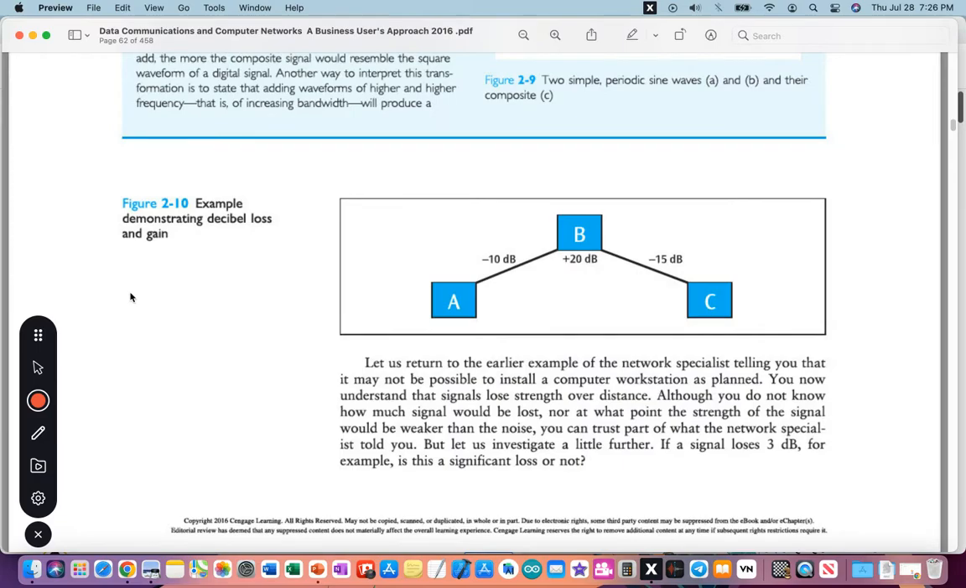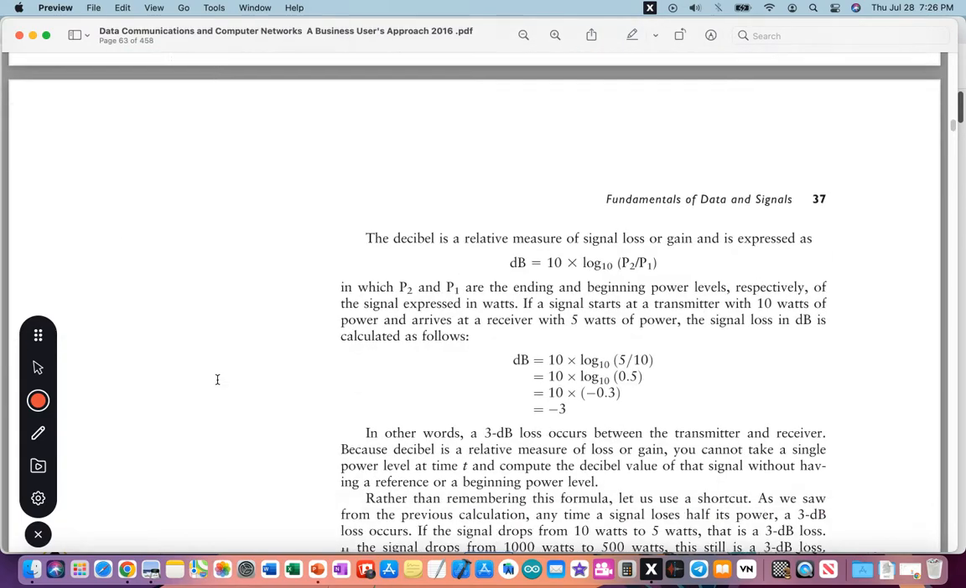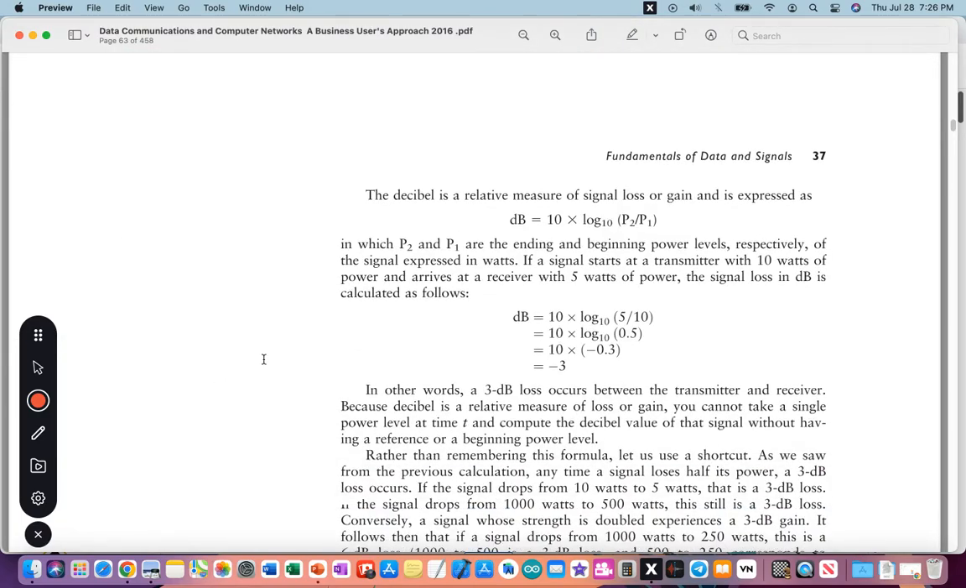All right. Example demonstrating decibel loss and gain. So we have the loss and gain here, and the decibel is 10 times the log of the ratio, a relative measure of the signal loss or gain as expressed by this. So you take 10 log, you get the decibel.